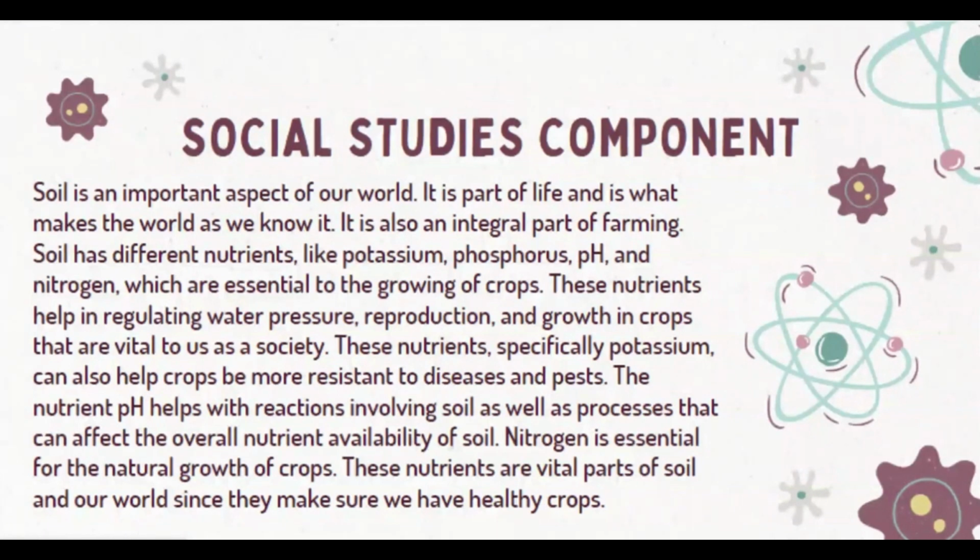These nutrients help in regulating water pressure, reproduction, and growth in crops that are vital to us today as a society. These nutrients, specifically potassium, can also help crops be more resistant to diseases and pests. The nutrient pH helps with reactions involving soil as well as processes that can affect the overall nutrient availability of soil. Nitrogen is essential for the natural growth of crops. These nutrients are vital parts of soil in our world since they make sure that we have healthy crops.